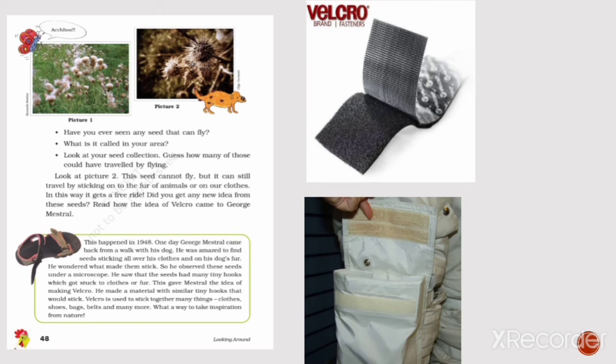He saw that the seed had many tiny hooks which got stuck to clothes or fur. This gave George the idea of making Velcro. So, George Mestral made a material with similar tiny hooks that would stick. Velcro is a material for fashioning clothes. It consists of two strips of fabric that stick to each other when pressed together.